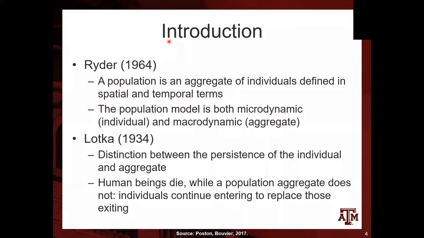So Ryder, back in 1964, was first concerned with what population is. Let's try to describe what population is before we start to analyze it. Population is an aggregate of individuals defined in spatial and temporal terms. So a population can be a country, a state, a county, a city. We just have to define the geographical space, and also the time. What is the time that I'm trying to analyze? When did I collect that data? Is it historical data or is it data from more recent years?